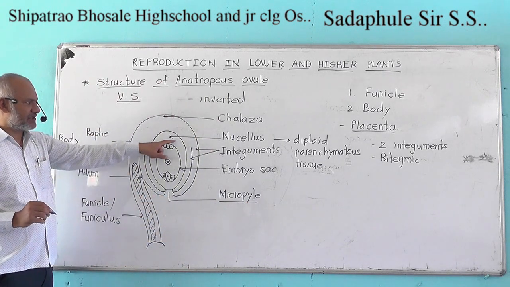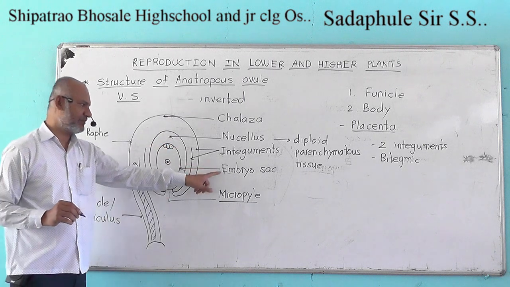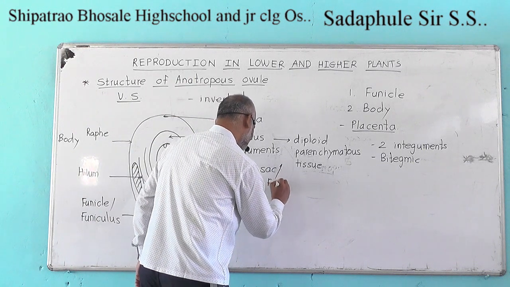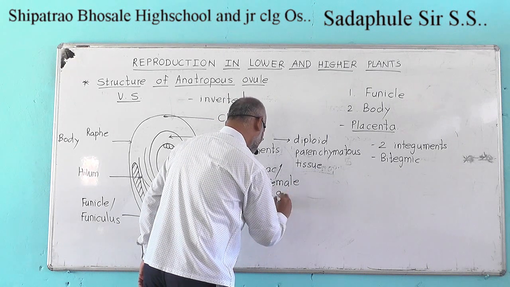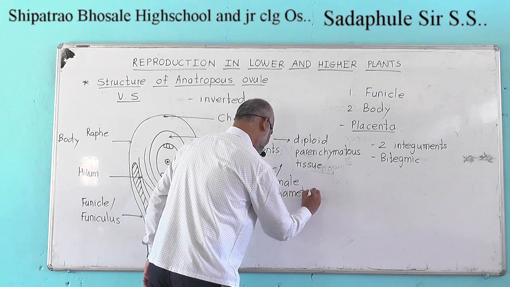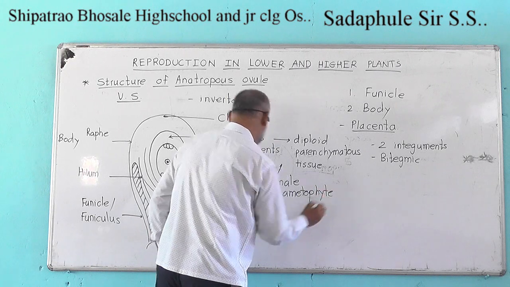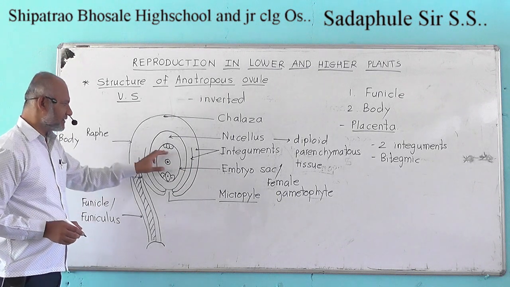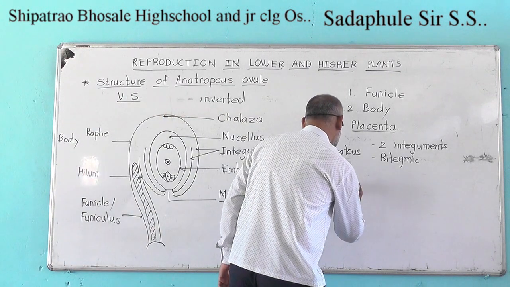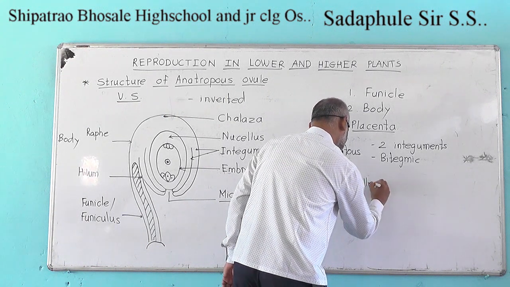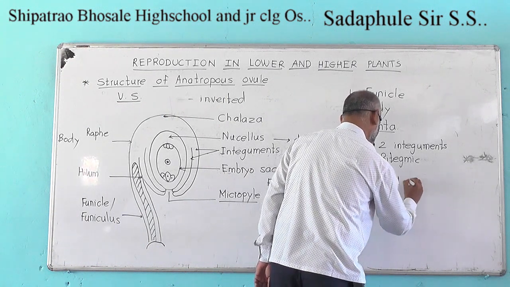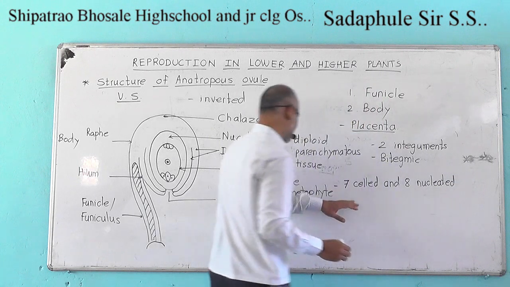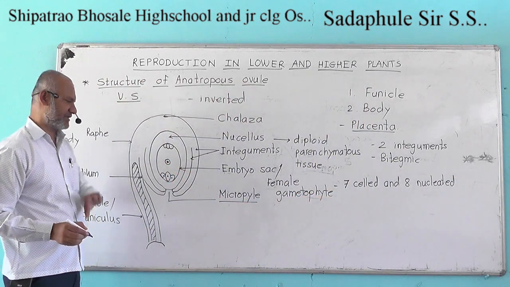At maturity, this nucellus produces female gametophyte or embryo sac. Nucellus produces embryo sac or female gametophyte. This embryo sac is 7-celled and 8-nucleated.